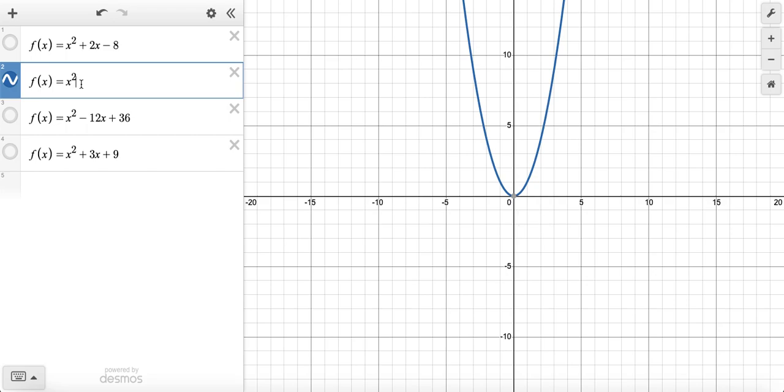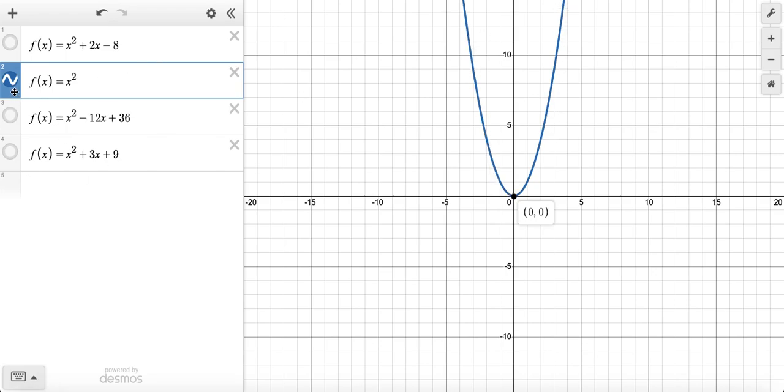Now notice this is the parent function. If we look here on the left, this is the parent function of a quadratic because it's the most basic form. There is no bx term and there's no c term. And since there's no b, it does not cause it to shift to the left or to the right. And since there's no c, it doesn't cause it to shift up or shift down. So since it's just the x squared, the x-intercept is going to be at 0, 0. And this is what we call the parent function of a quadratic.